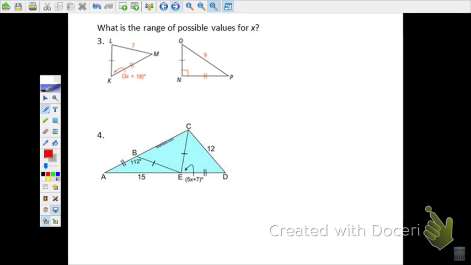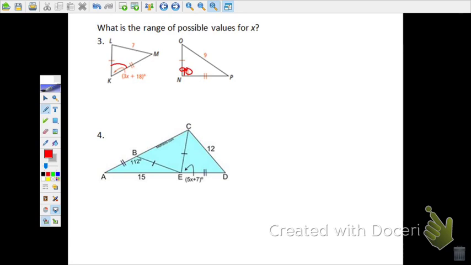So to start out, we're comparing these two triangles again. I see that I have two pairs of sides that are the same. I know the third side. So I need to solve for x. I'm working with this angle down here, which is the 3x plus 18. I know this angle in the other triangle is 90. So I'm going to compare these two angles.